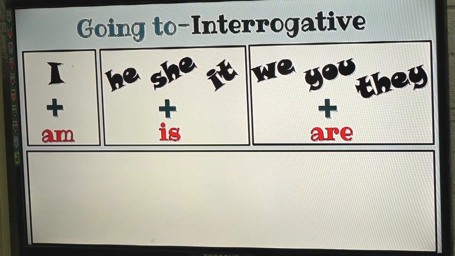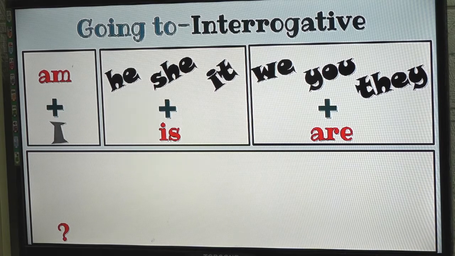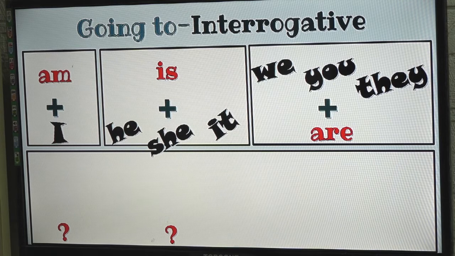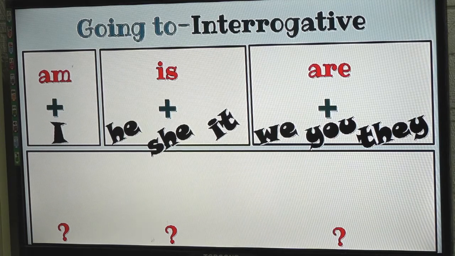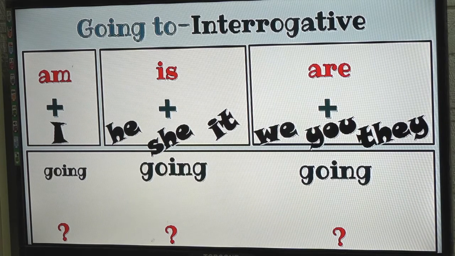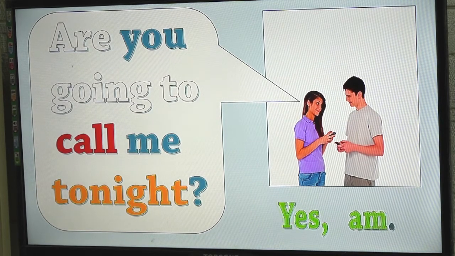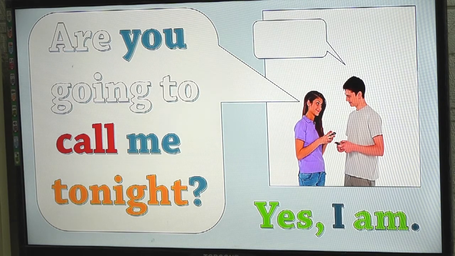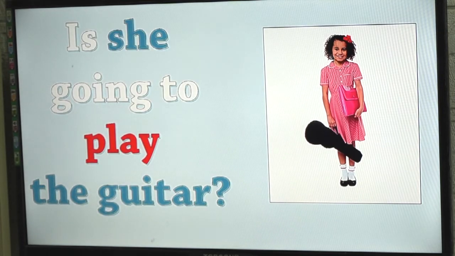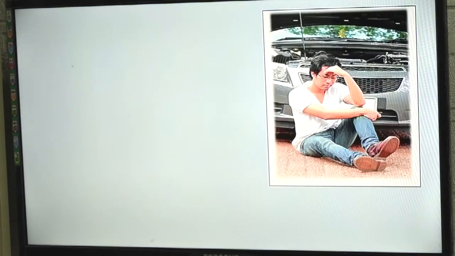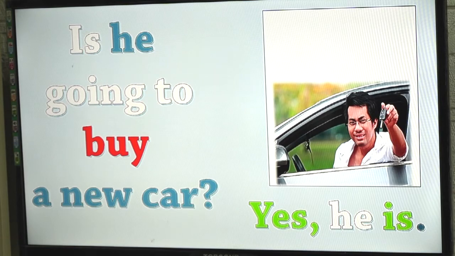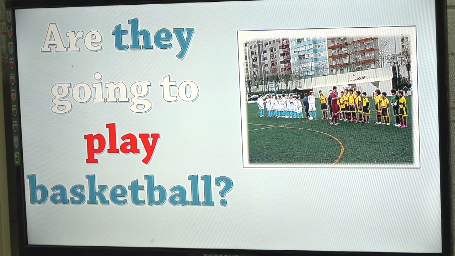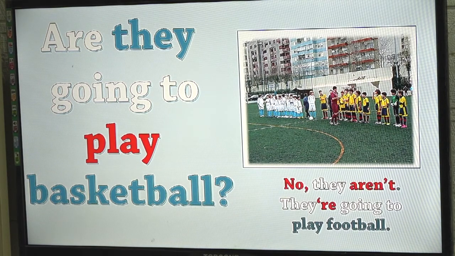Going to interrogative. Am I? Is he, she, it? Are we, you, they? Going plus infinitive. Are you going to call me tonight? Yes, I am. Is she going to play the guitar? Yes, she is. Is he going to buy a new car? Yes, he is. Are they going to play basketball? No, they aren't. They're going to play football.